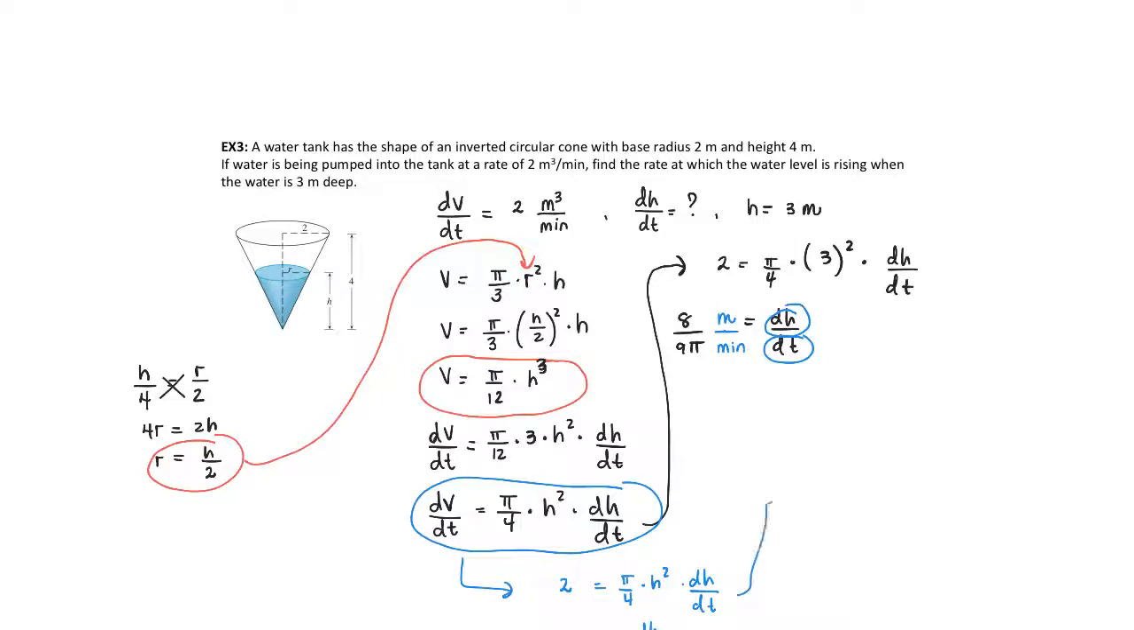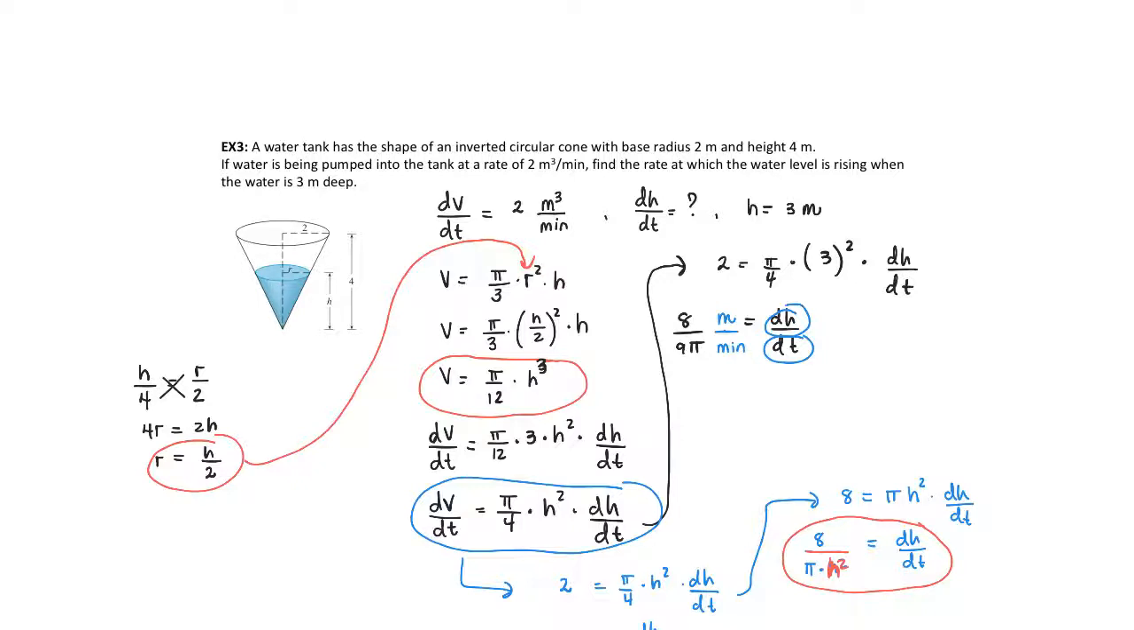Actually, you know what? I need more space, so let me continue here. I am going to have 8 equals pi h squared dh by dt, which is going to be dh by dt equals 8 divided by pi times h squared. So this is what I want you to notice, this expression. This is saying that the rate of change of the height with respect to time is inversely proportional to the height, the level of the water in the cone.